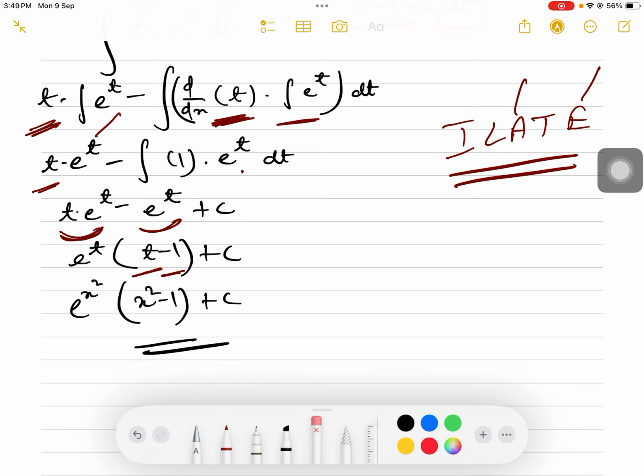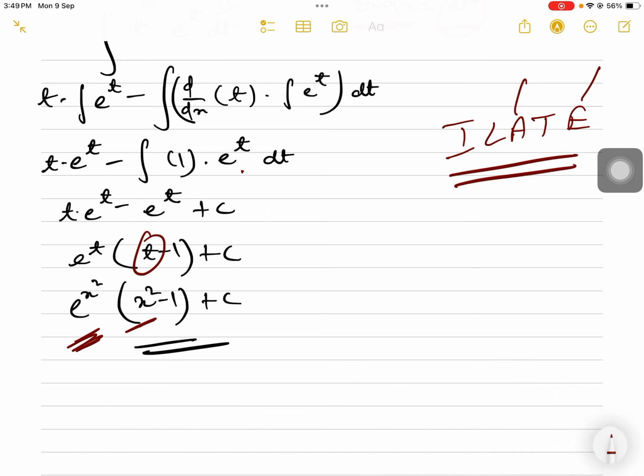Now because our question was not in terms of t, it was in terms of x only, we have to convert that answer again in terms of x only. So t means x square, so I replaced t by x square here also, and t means x square only I wrote. So this is our answer.